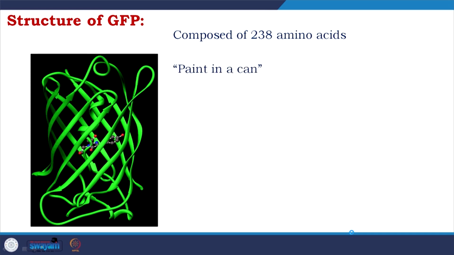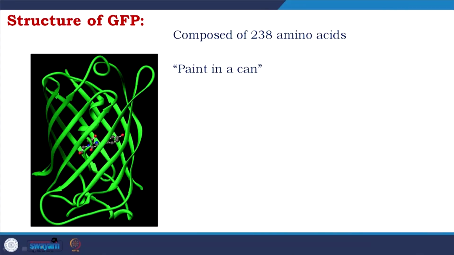So, we talked about this much. Let us take a look here. This protein is composed of 238 amino acids. It is called the pentacan because, as I explained already, it could come in any and every color. The overall structure, as you see, is a beta barrel, but inside that, if you look here, there is an alpha helix and the fluorophore is attached; the amino acids are attached in the alpha helix.